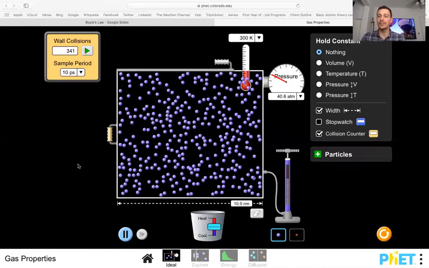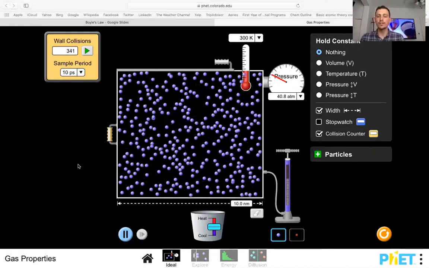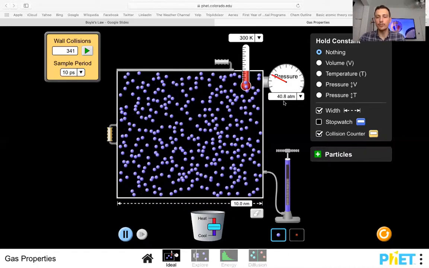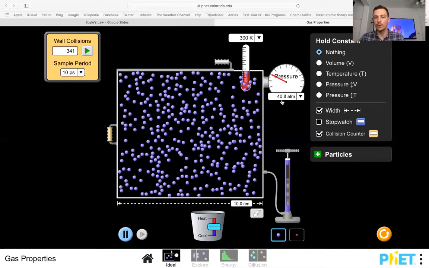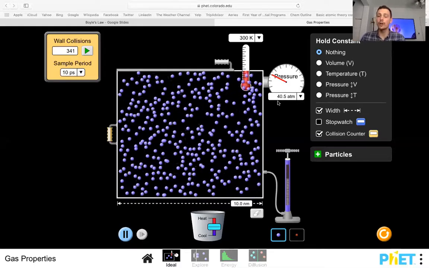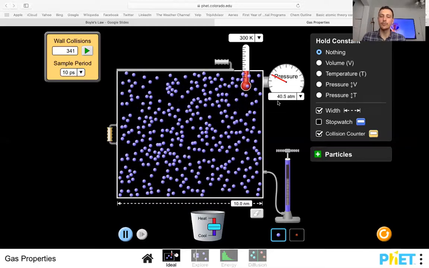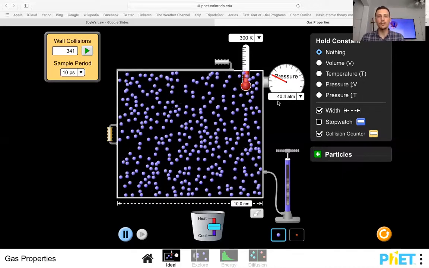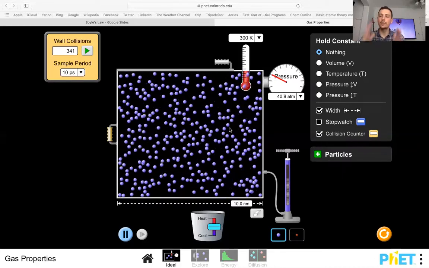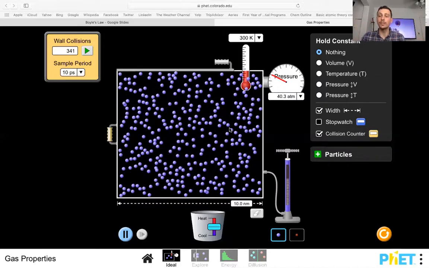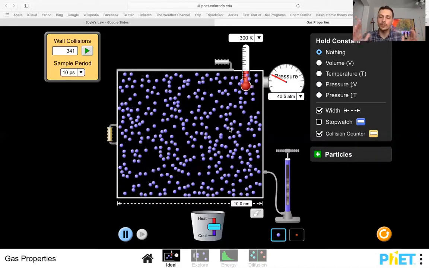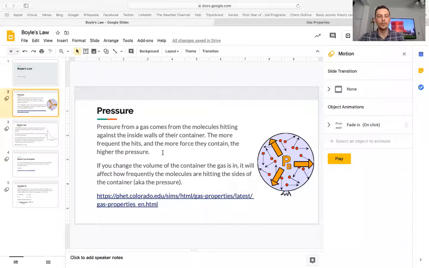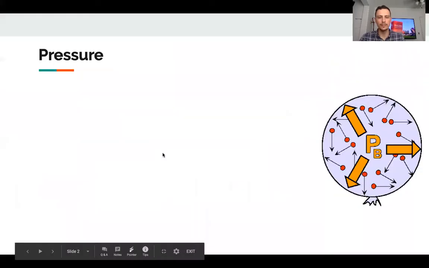So we doubled the size of the container, and the number of wall collisions decreased by that same factor of 2. And if you look at our pressure, right, we went from 81 to about 40 and a half or 41 here. So the pressure also decreased by that factor of 2, even though the volume was increasing by twice as much. So this is Boyle's law as we know it, right? As you increase the volume, the pressure is going to decrease by that same factor. And as you decrease the volume, the pressure will increase by that same factor. Going back to our lesson here.